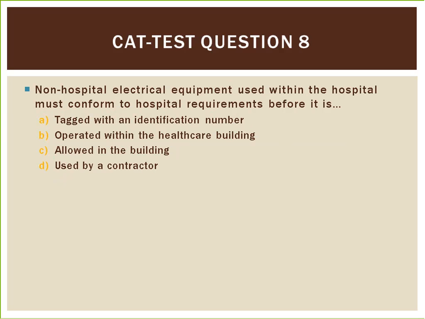CAT test question 8. Non-hospital electrical equipment used within the hospital must conform to hospital requirements before it is A, tagged with an identification number, B, operated within the healthcare building, C, allowed in the building, or D, used by a contractor.